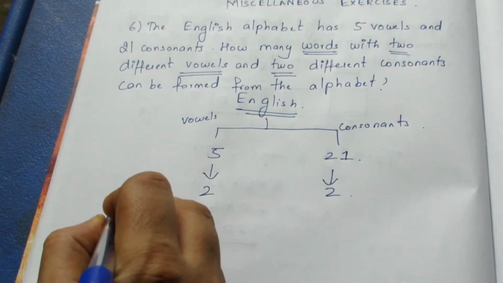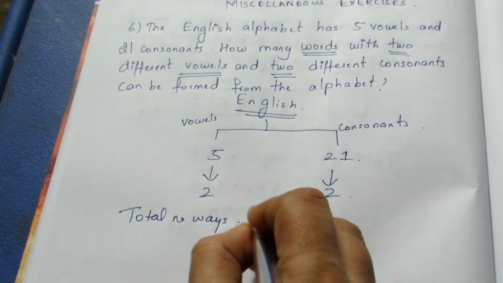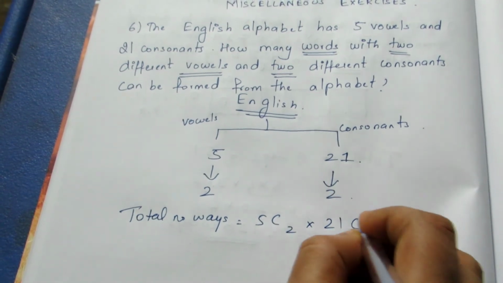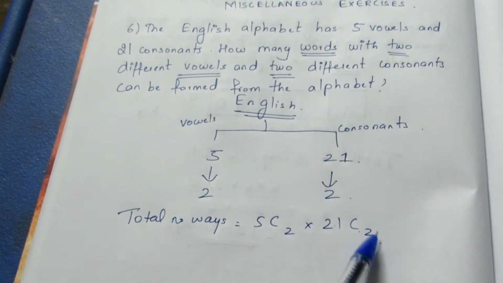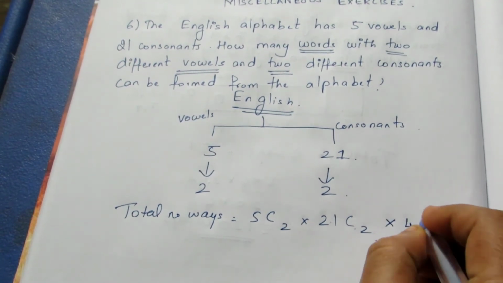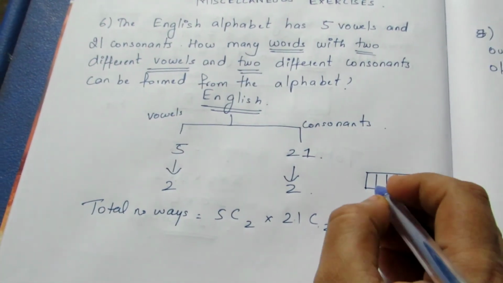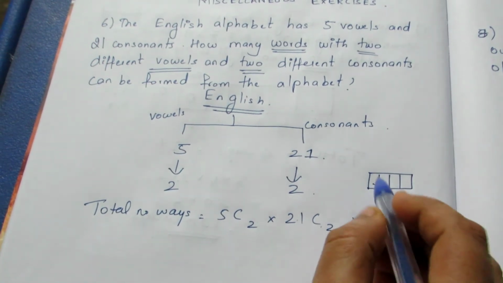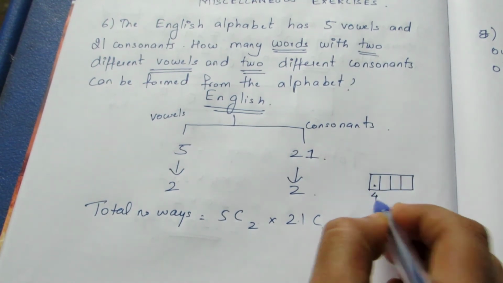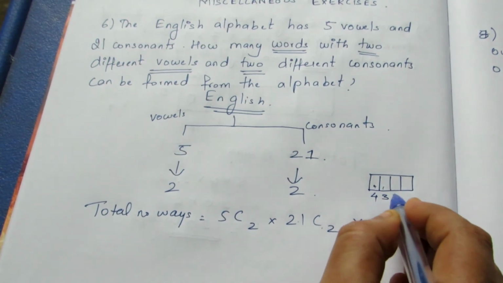Here we can select it by, your total number of ways will be 5C2, because from 5 we are selecting 2 and from 21 we are selecting 2. In these 4 letters again we can rearrange them. So the arrangement can be 4 factorial because there are 4 letters. The first one, we can write any letter from these 4 letters, so it will be 4 ways. Here already I have written 1, so it will be 3 ways, 2 ways, 1 way.